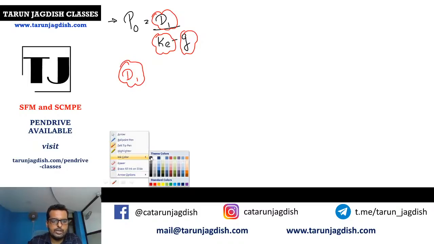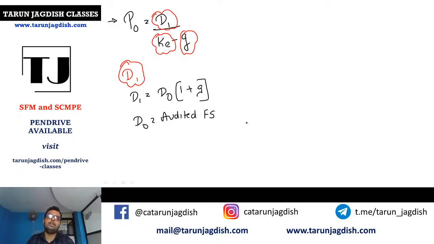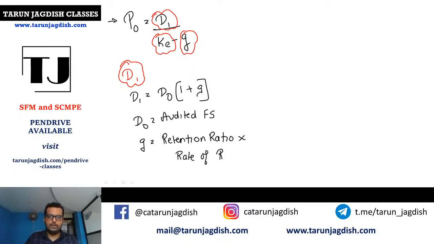If you're talking about D1, we know D1 is equal to D0 into 1 plus G. Am I right? D0 I will get from the audited financial statements of Infosys. That is, the previous audited financial report will be D0. Alright. What is the formula for G? It is going to be retention ratio into what? Rate of return. Am I right? Once you get this as retention ratio into rate of return, now I'll write down the next part. How do you work out the retention ratio?